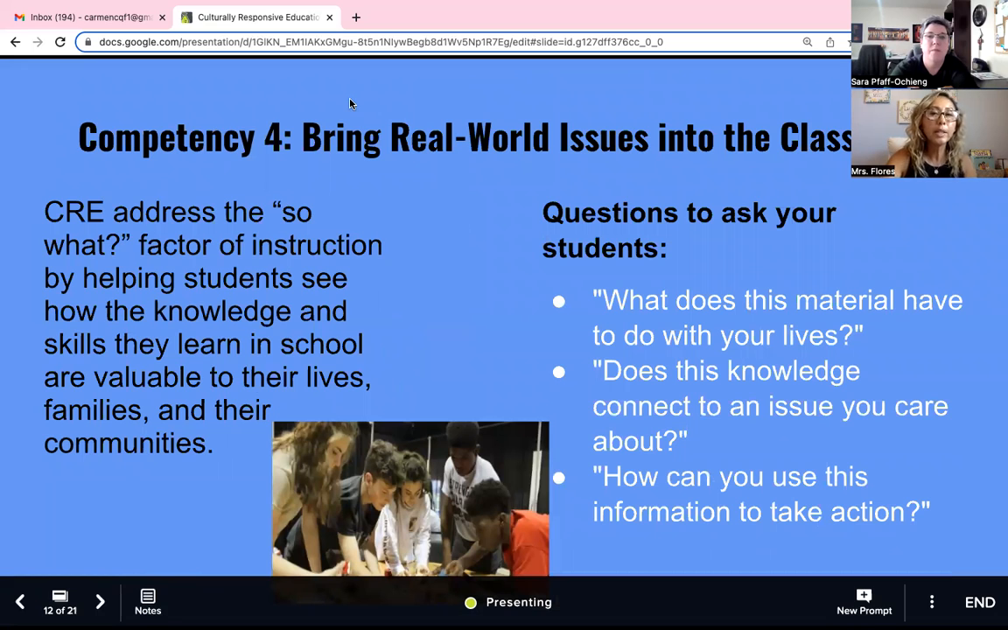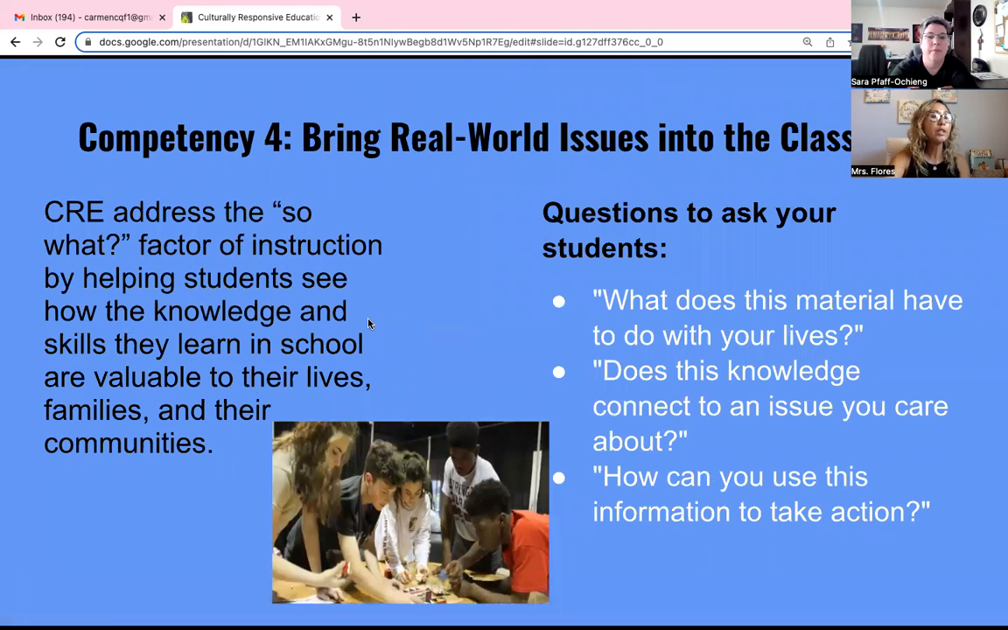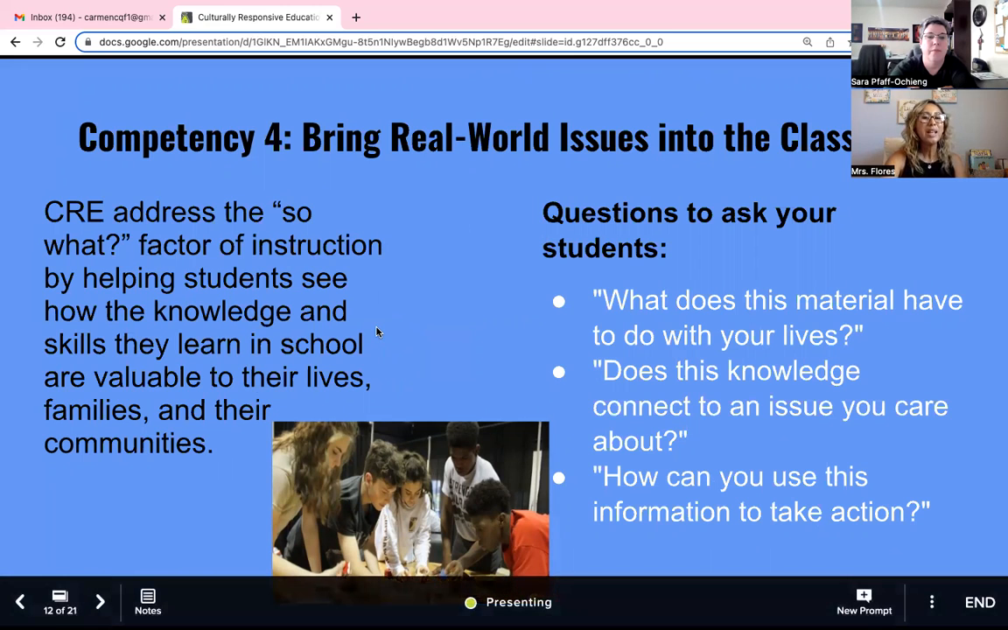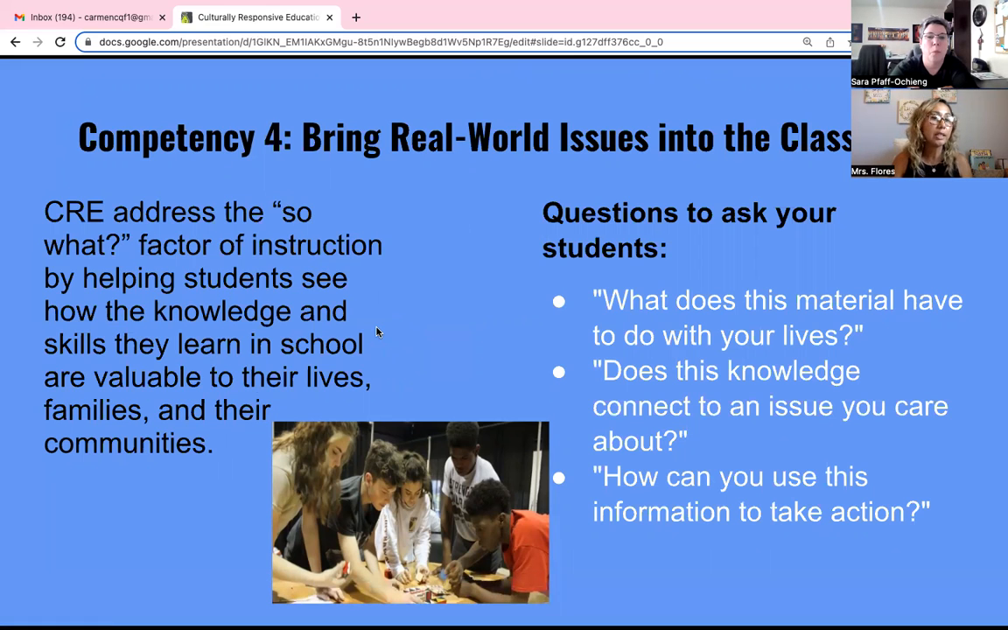Competency number 4 here is bringing real world issues into the classroom. So culturally responsive educators address the "so what," right? Why do I need to learn this? What is the point of me knowing this? This is the factor of instruction of helping students to see how the knowledge and skills that they are learning in school are valuable to their lives, their families, and their communities.